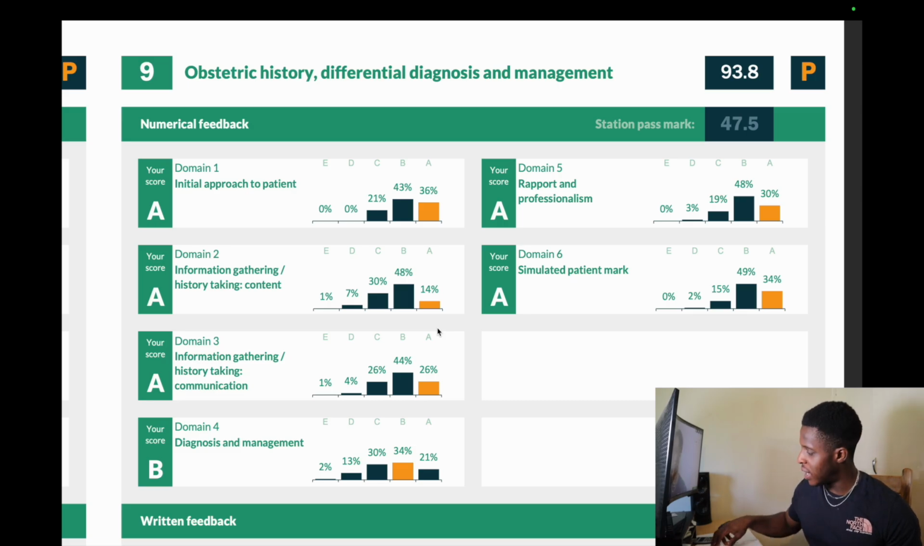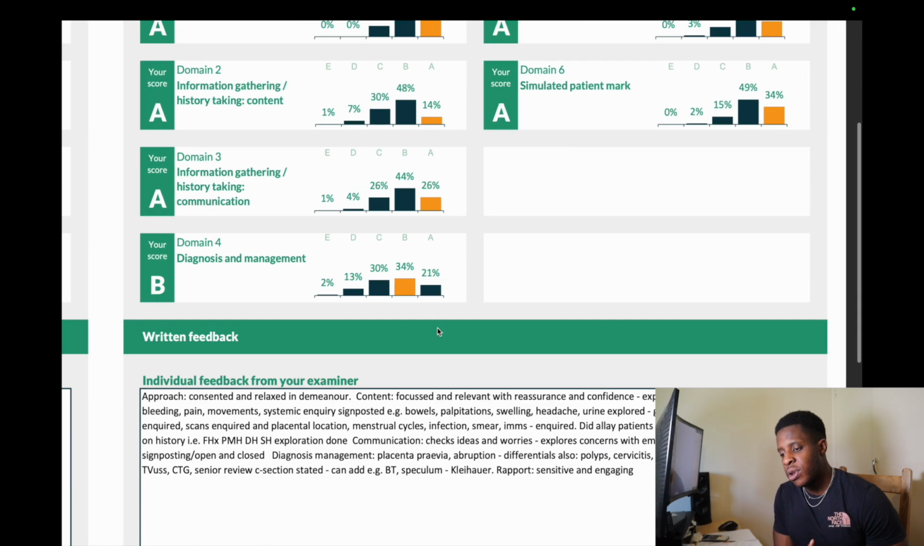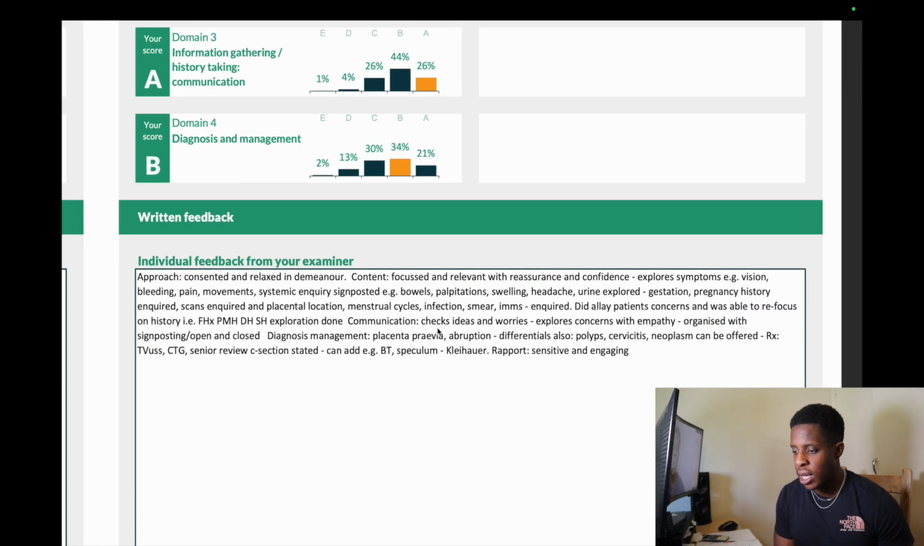Approached, consented, and relaxed in demeanor. Consent focused and relevant, with reassurance and confidence. Explores symptoms for vision, bleeding, pain, movement. Systems inquiry signposted for bowels, palpitations, swelling, headache, urine explored. Gestation, pregnancy history, scans, and placental location inquired. Menstrual cycles, infection, smear, immunizations.